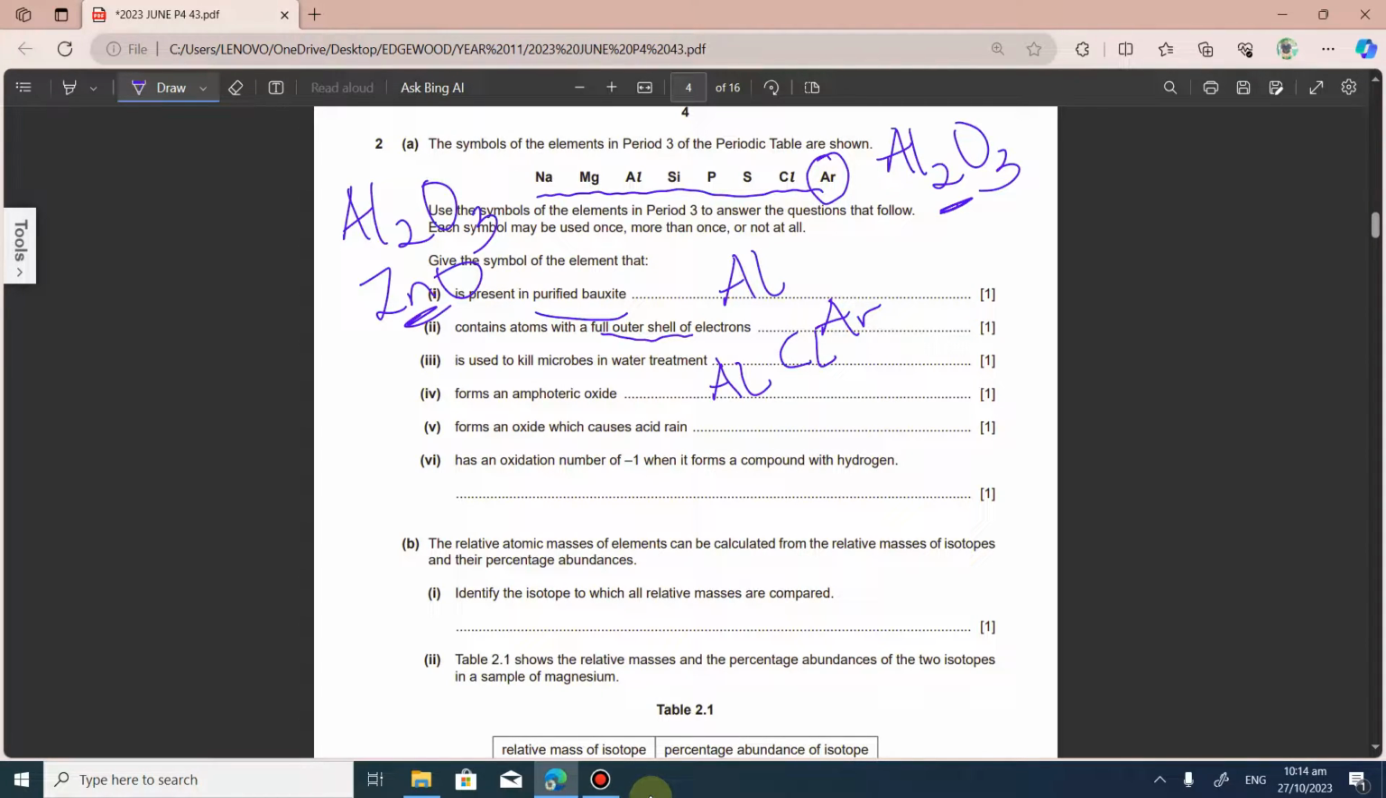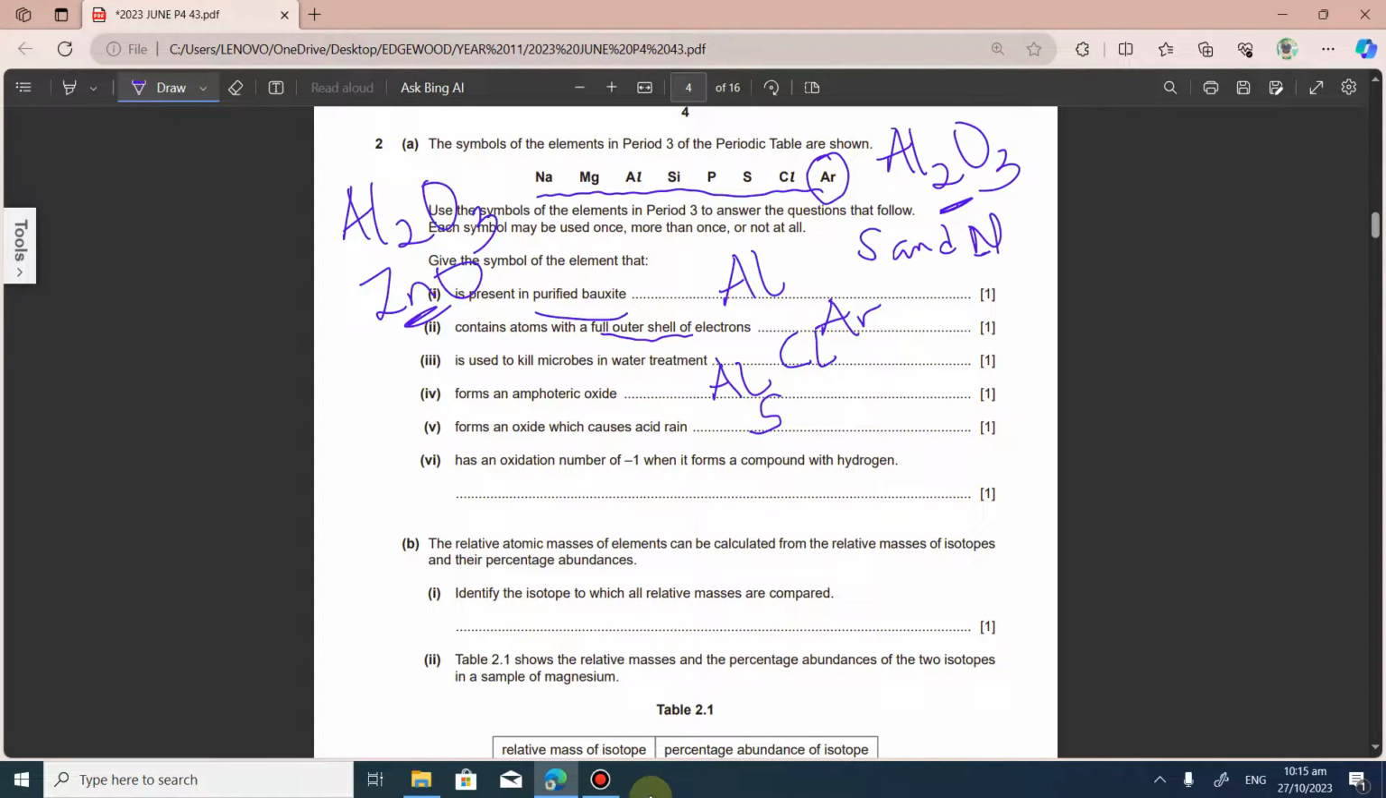Which of them forms an oxide which causes acid rain? Now, two likely elements that form oxides that cause acid rain are sulfur and nitrogen. So their oxides are what react with water to form acid rain. Now, we do not have nitrogen in the list, but we have sulfur. So sulfur will be the answer here.